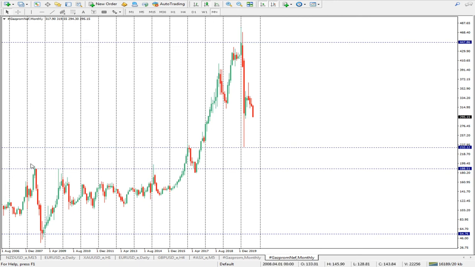So we do have a resistance here. We do have a resistance here. We also have another resistance at this point. Then we have a support. So if you are monitoring this line, you could have seen that we had a resistance. We had a resistance. We had a resistance.